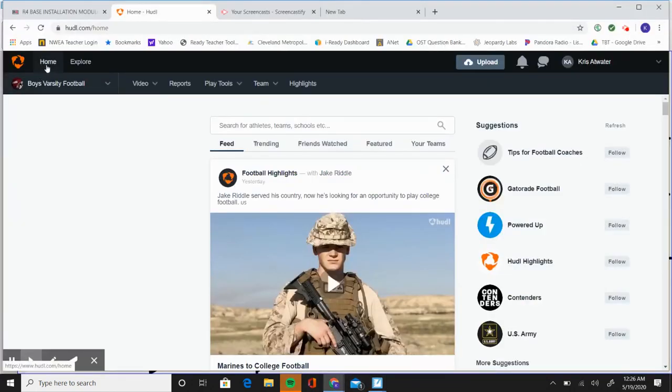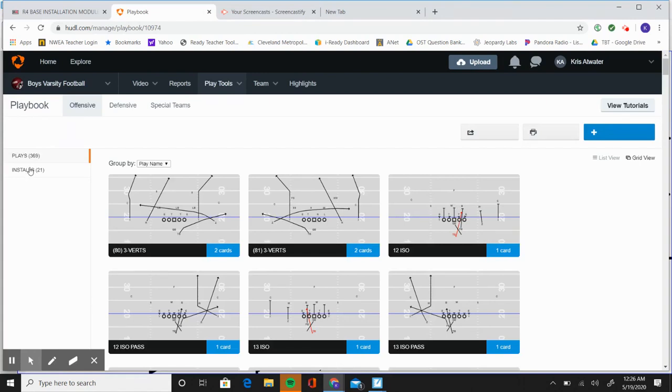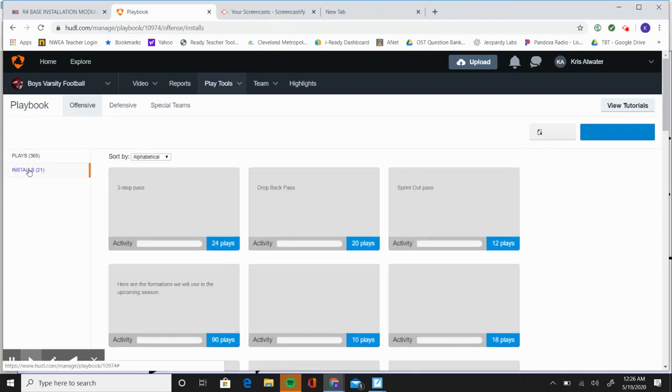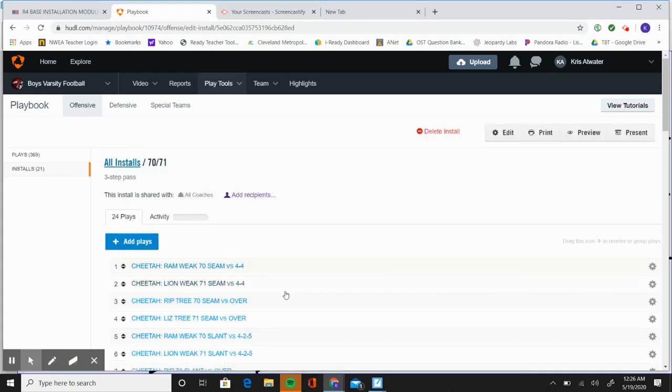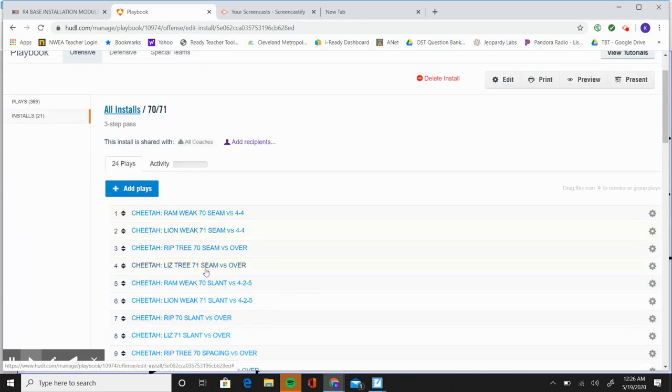If you go to Huddle, we want to go to Play Tools, select Playbook. In the offensive page, you want to click on the installs. And our quick game concepts are going to be right here in our 70-71 pass protection, our 3-step pass. So click on that. The first play you're going to see is seam.